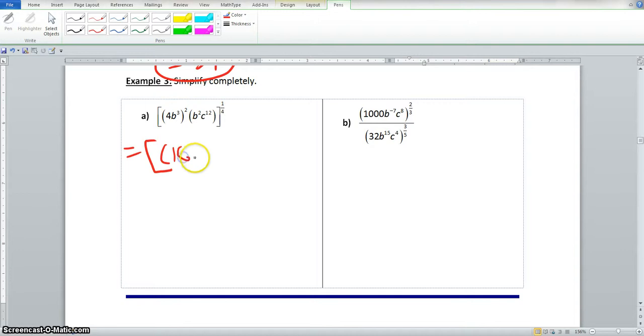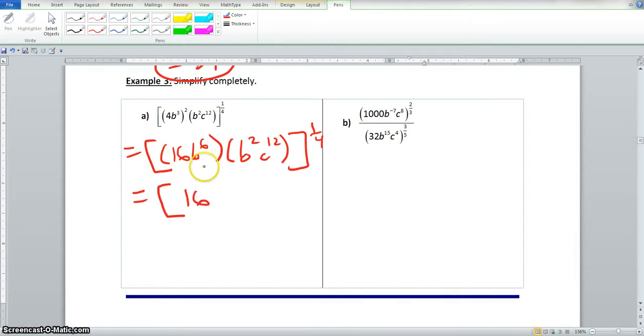So inside the bracket, this parenthesis is squared. So this will give us 16b to the 6th, because 4 to the second power is 16, b to the third to the second will give us b to the 6th power. Now we go in here, we have b squared c to the 12th. This is all taken to the 1/4 power. Now we will combine the like terms. B to the 6th times b squared will give us b to the 8th, and we'll bring down our c to the 12th. And that's all to the 1/4 power.